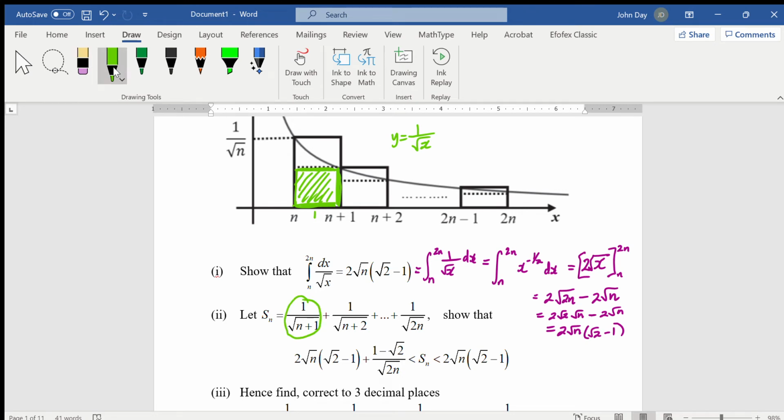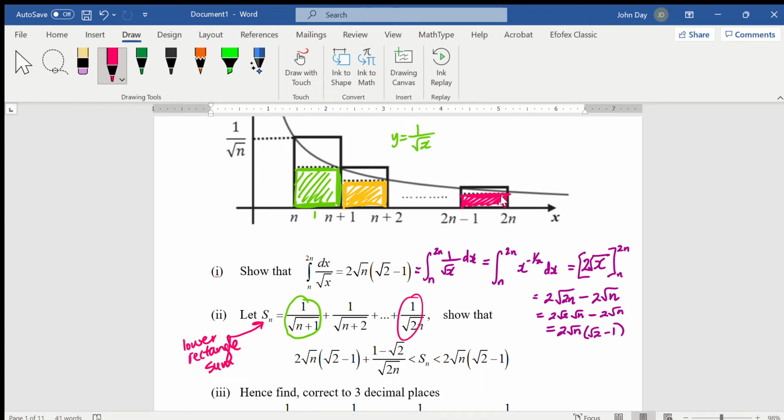And then 1 on root n plus 2 will just be that height for 1 on root n plus 2 times 1 across, because it's got a width of 1. So you get that area there, and so on all the way along until you get to the last one, which is 1 on root 2n, which is this one here, and that's times by 1 to be the area of that rectangle. So basically they're saying it's the lower rectangle sum. That's what Sn is. Sn is the lower rectangle sum.